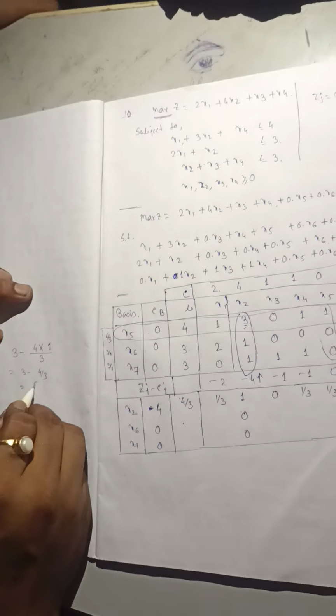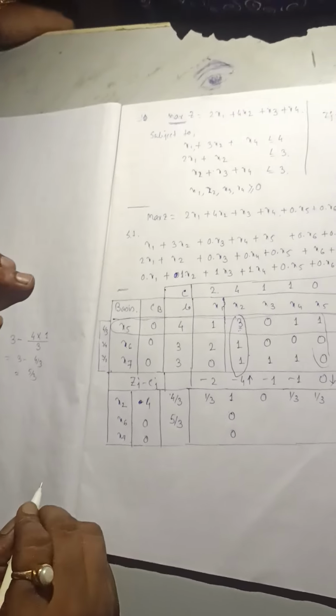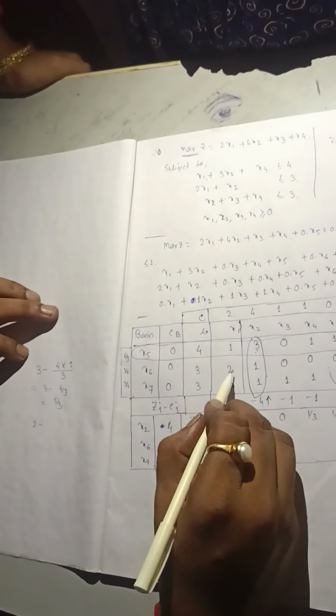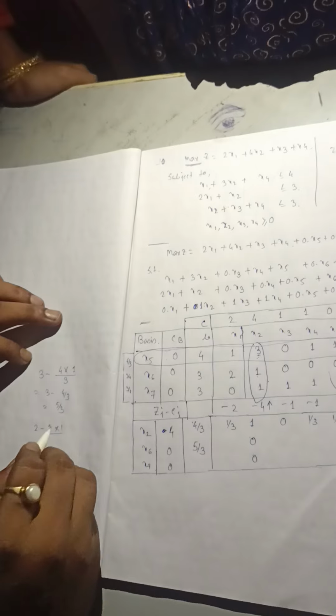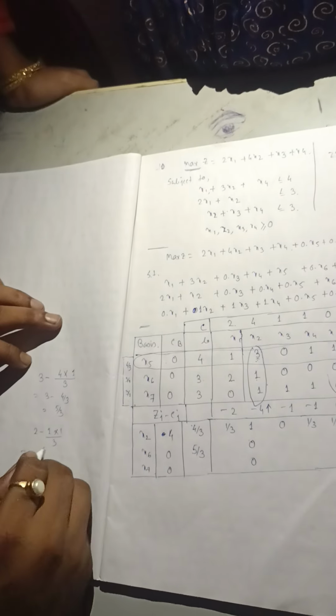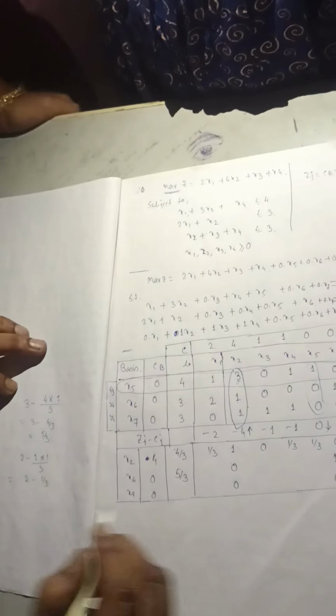That is actually 5 by 3. That is what I am going to get. So simply this position will become 5 by 3. Now look at this position. If you got 2 over there, 2 minus the corresponding key row element, which is 1, into the corresponding key column element, which is 1, divided by the key element, which is 3. So simply what I got? 2 minus 1 by 3, that is 5 by 3. So I got 5 by 3 again, right?